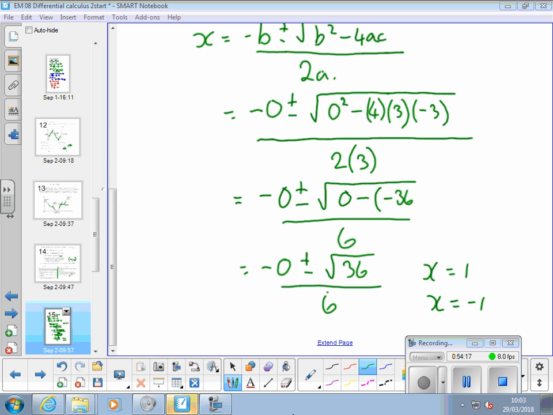Well, you've got to do x, so minus 6 over 6 is minus 1. So there are two turning points, TP1, TP2. So we've got a turning point in this function where x is equal to 1. And we've got a turning point where x is equal to minus 1.